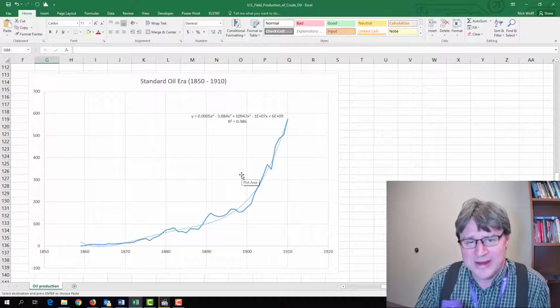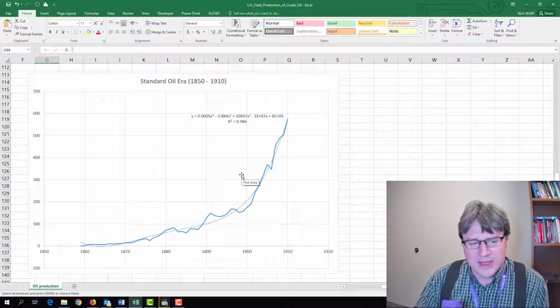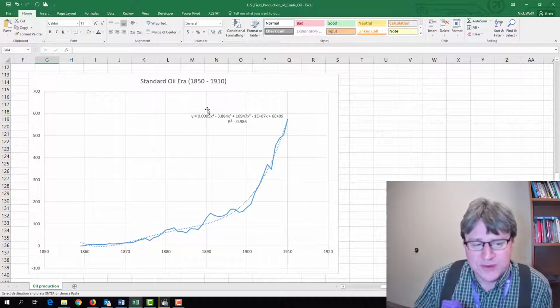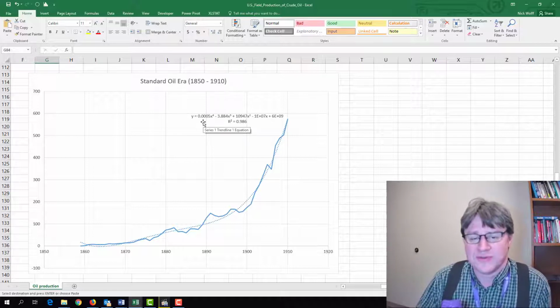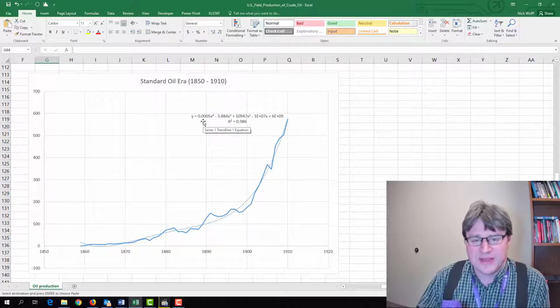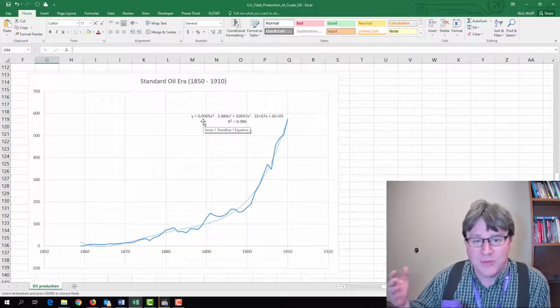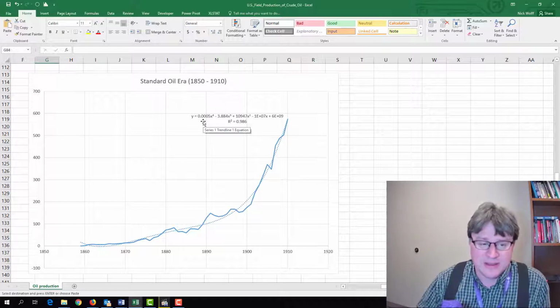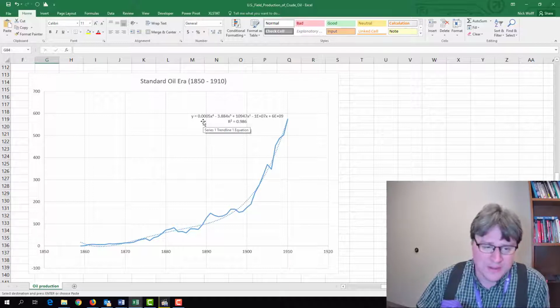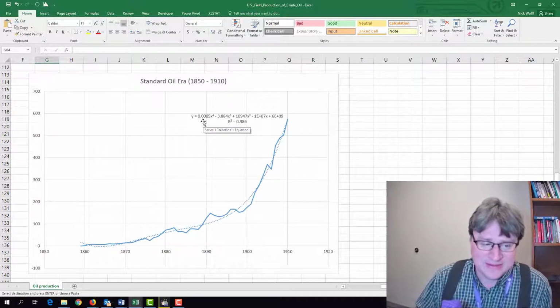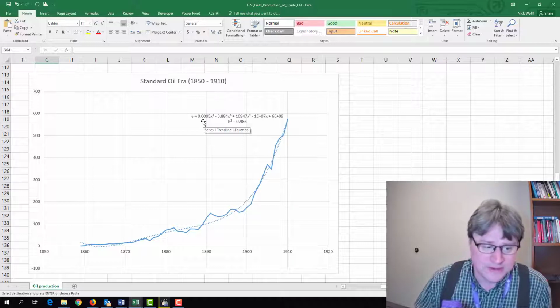So I fitted a trend line in here using the trend line tool, and the degree here is x to the 4th. So this is a polynomial with the x to the 4th power that gives us the main shape here. Now this expression does give us a very high r squared value. So this equation does model this very well from 1850 up until basically the break of Standard Oil.